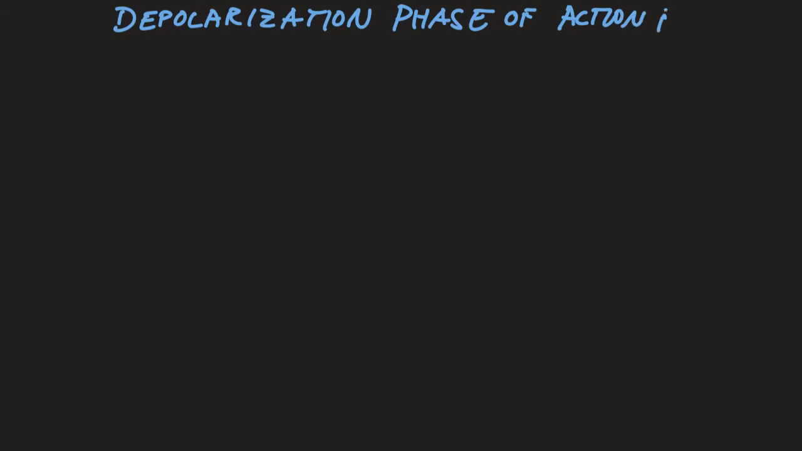The next phase is the depolarization phase of the action potential. This is brought about by the threshold voltage. We remember that the threshold voltage is the minimum voltage needed to trigger an action potential. So at minus 40 millivolts, voltage-gated calcium channels open.